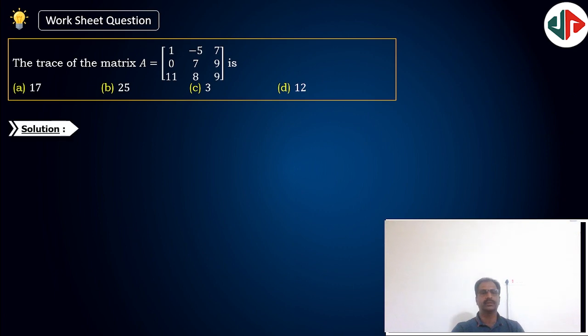Trace of this matrix. So sum of principal diagonal elements: 1 plus 7 plus 9. Option A.